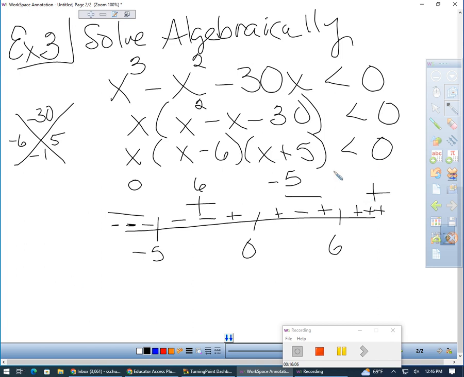All right. So now answering my question. What intervals are less than 0? First one is here, which is negative infinity to negative 5. And it's a parenthesis this time because it's just less than 0. And then my next interval goes from 0 to 6. Very good.